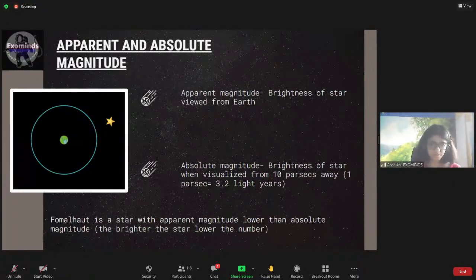And what is absolute magnitude? If we keep that same star at a distance of 10 parsecs, where 1 parsec is 3.2 light years, and then we look at the star, that is the brightness of the star, and that is absolute magnitude. Then why 10 parsecs? Suppose we stand near a bonfire. If we are too close to it, it's burning hot, and if we are too far away from it, then we don't feel the warmth of the bonfire. So 10 parsecs is a distance like that. It is not too far away and not too close.